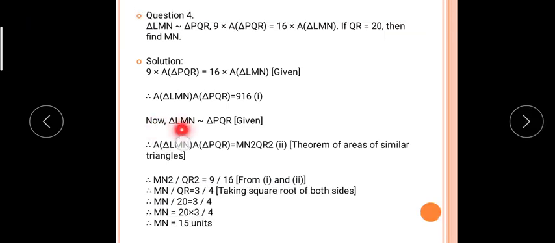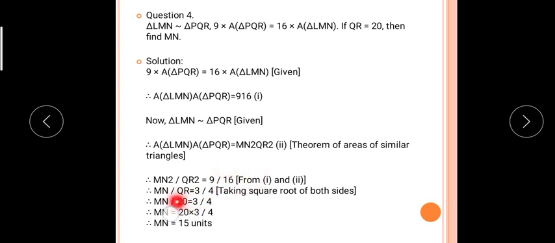So LMN and PQR are similar. If they are similar, then the theorem of area of similar triangles says the area of triangle LMN upon area of triangle PQR is equal to MN square upon QR square. Now MN square upon QR square, this is not 2 square.